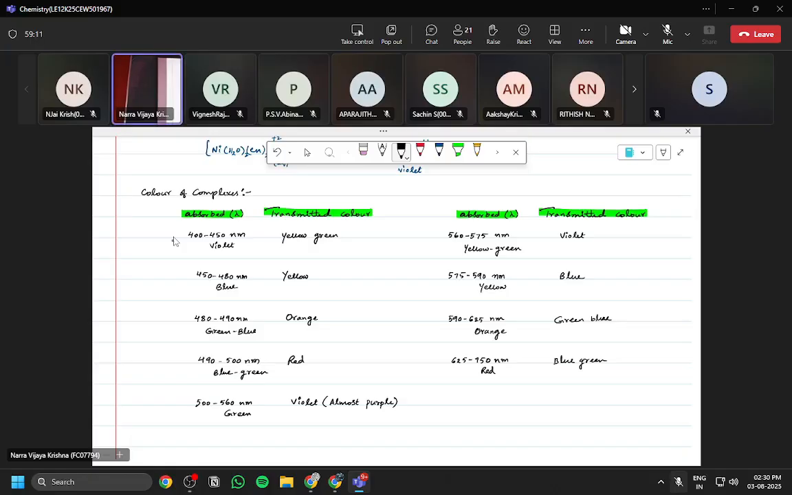If that energy gap is more than the visible region, what will be the complementary color? We cannot see it, because it is beyond the visible region. So if it is absorbing UV rays or X-rays, we cannot see any color. If it is in the visible region only, we can identify the color of the complex. Clear, sir?